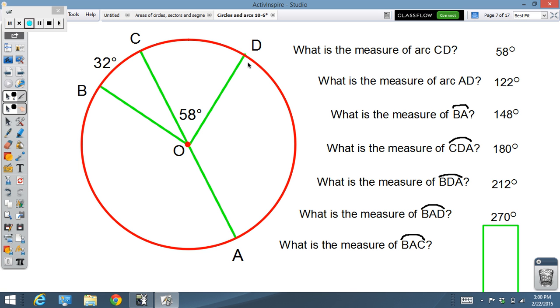Goes all the way around except for that 90 degrees formed by the 32 and the 58, must be 270, and BAC must be 328. Again, yours to stop, slow down, and figure it out. It doesn't make perfect sense, okay?